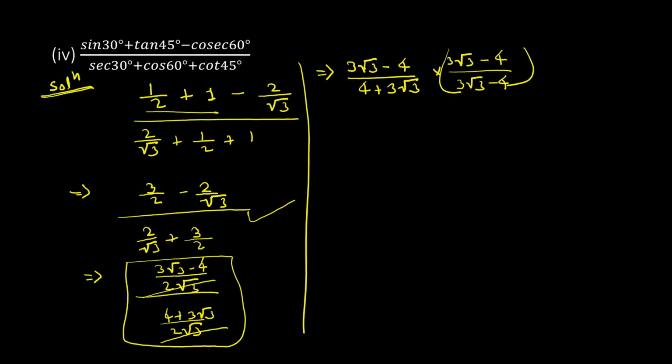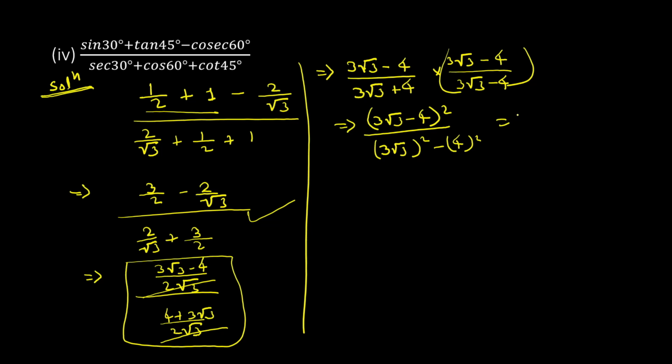We will write it like this: 3 root 3 minus 4, and it is in plus 4. So let's solve it. It is in 3 root 3 minus 4 and 3 root 3 minus 4. It becomes a plus b and a minus b, so the denominator is a square minus b square. So 3 root 3 and its whole square minus 4 and its whole square.